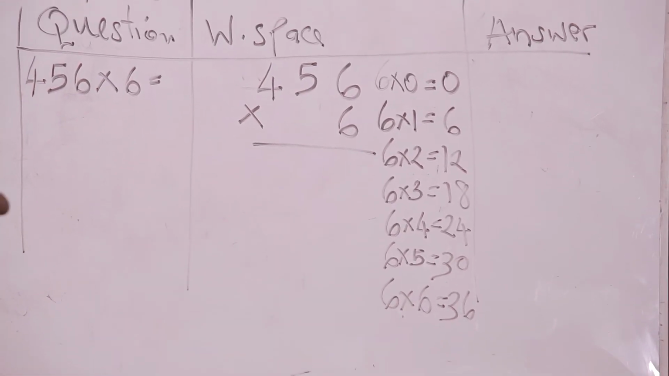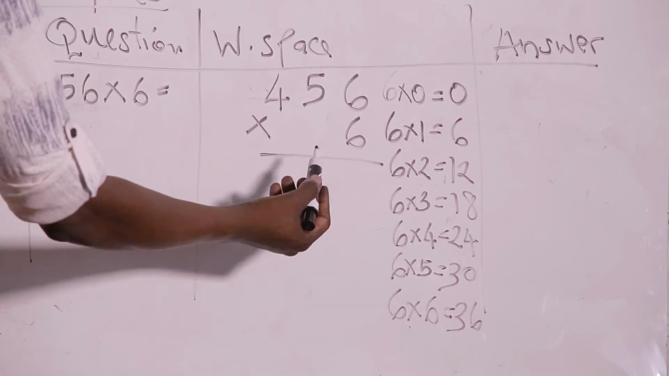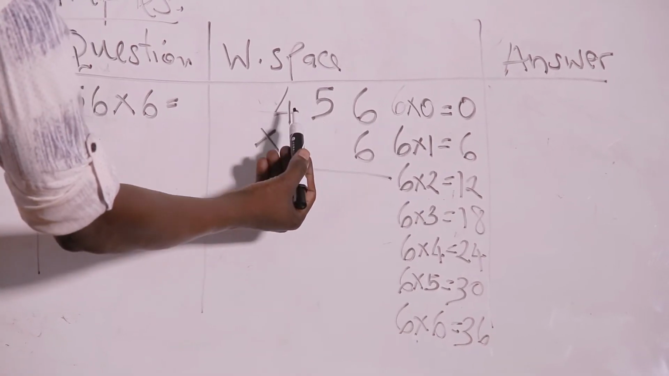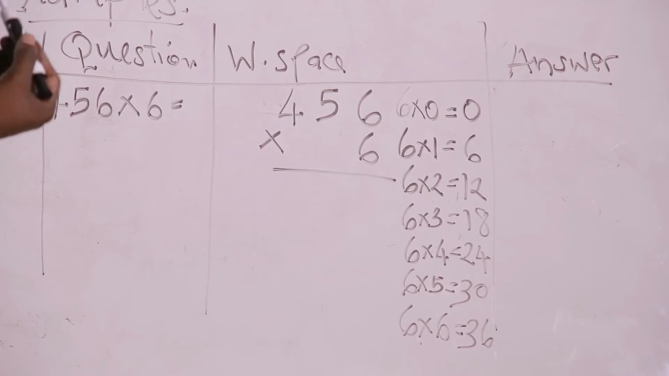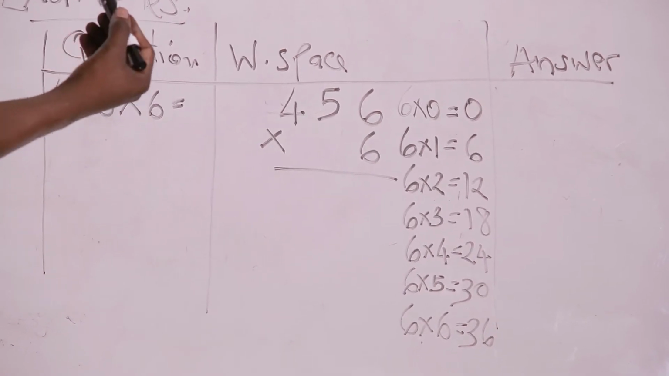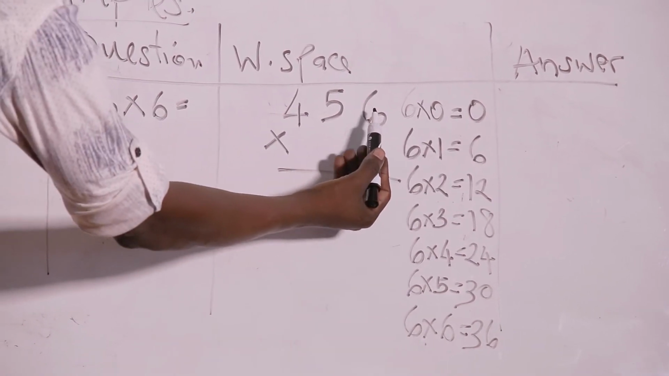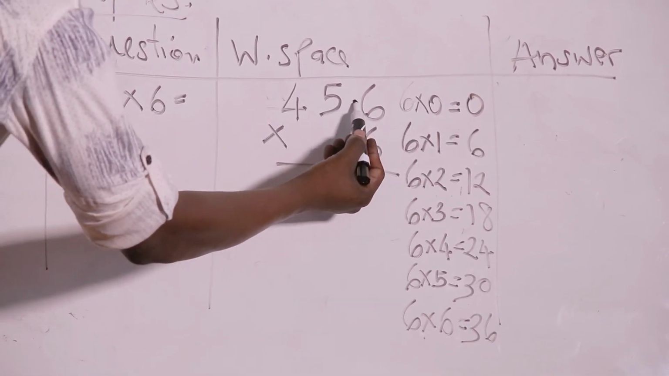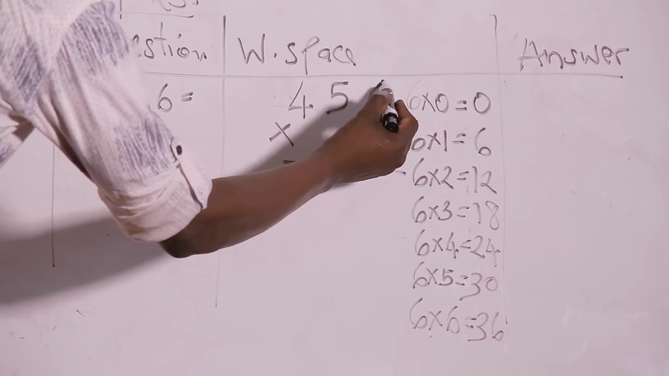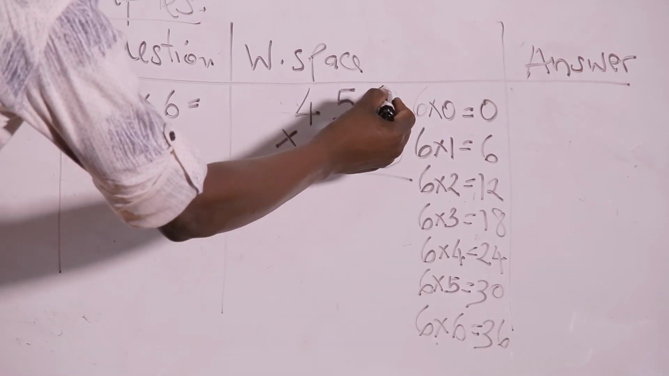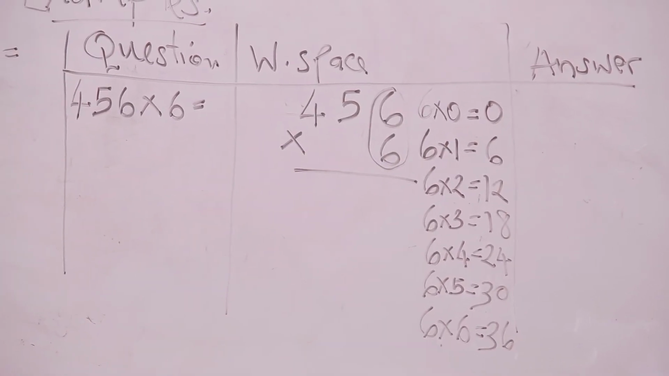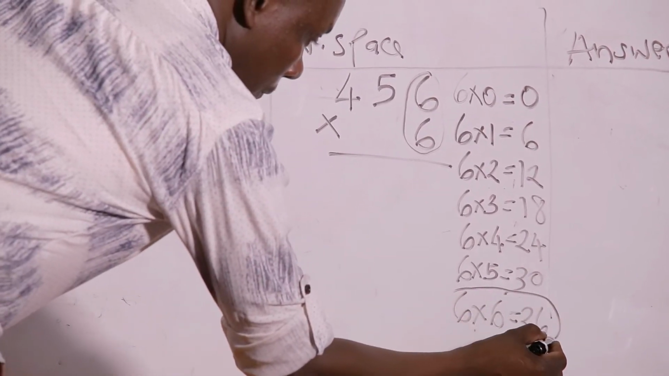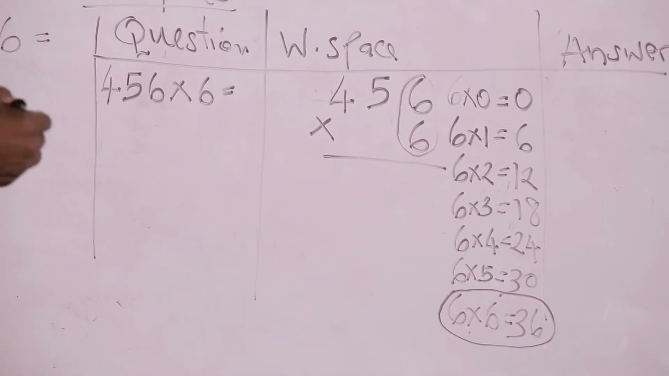So we start from the ones. Remember, this digit 6 occupies the place value of ones, this one tens, and this one hundreds. So when we are multiplying, as usual, we start from the place value of the ones. So we say 6 multiplied by 6. You come to your table, it is here. 6 multiplied by 6, we are getting 36.